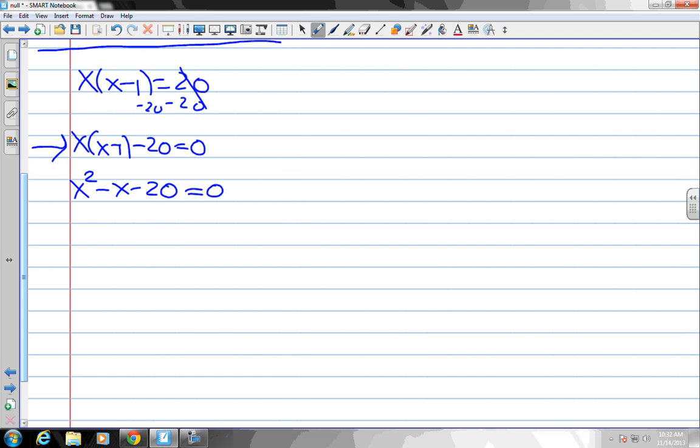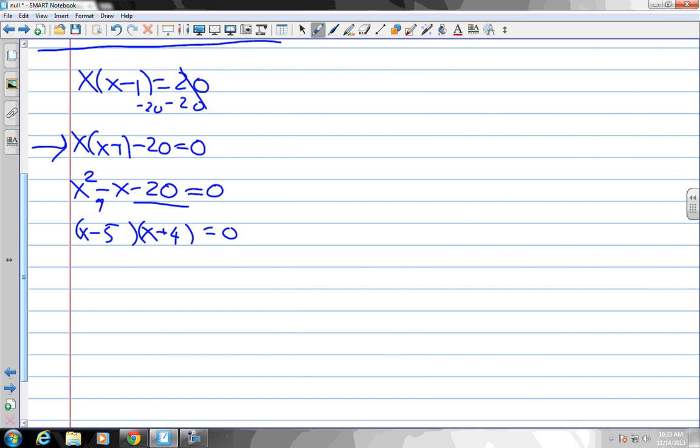How do you factor something like that? Well, that's x squared minus 100, right? x plus 10, x minus 10 is x squared minus 100. So how do we do that? Right, we look for two numbers that multiply to negative 20 and add to negative 1. So that's negative 5 and positive 4. So x minus 5, x plus 4. So the product is negative 20, and the sum is the number in the middle.